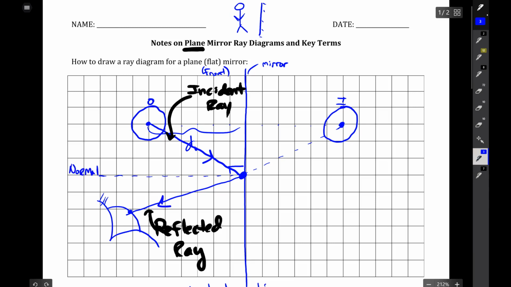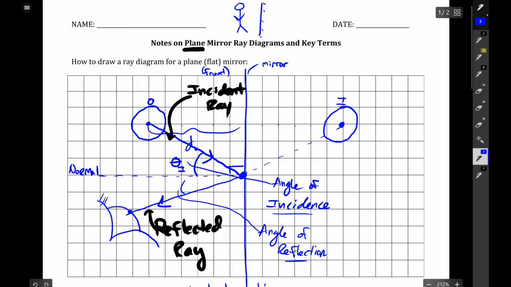The reason why we need the normal is that the angles that we want to measure are always measured relative to the normal. So this first angle here we call theta I. It is the angle of incidence because it's the angle formed between the incident ray and the normal. The other one we draw is right here. This is called the angle of reflection because it's the angle formed between the reflected ray and the normal, and the symbol is theta r.